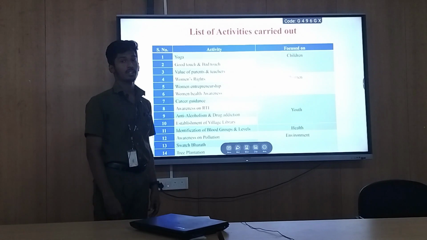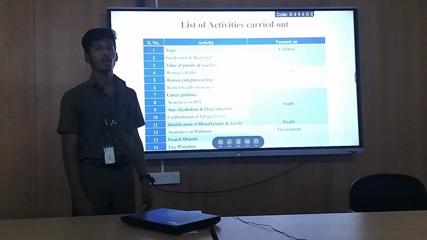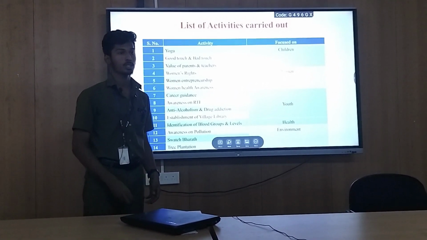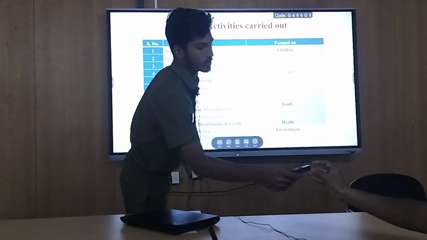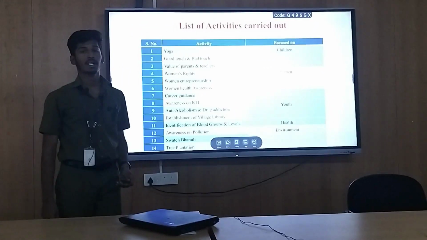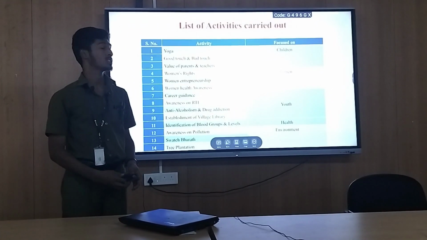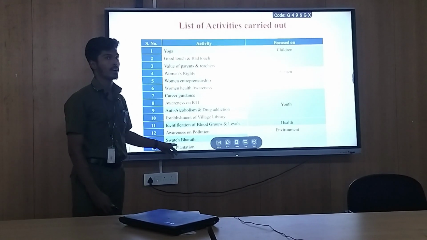This is the list of activities carried out. There are total 14 activities in the community service project, which starts with the yoga and ends with the tree plantation.